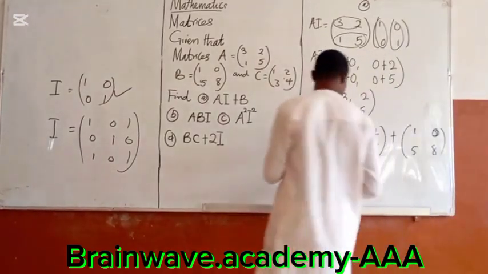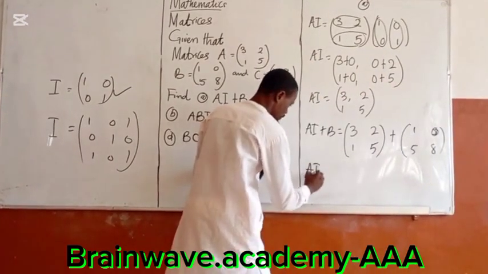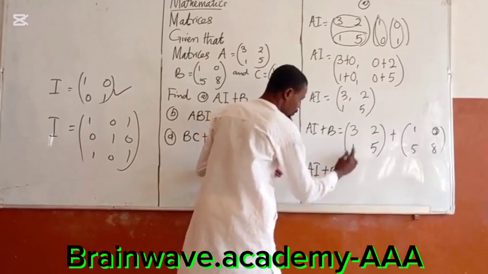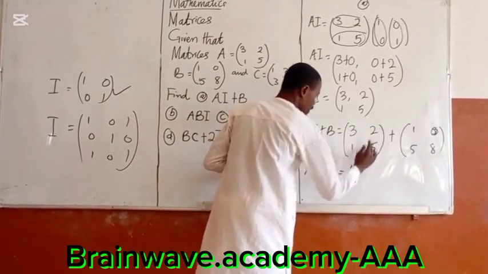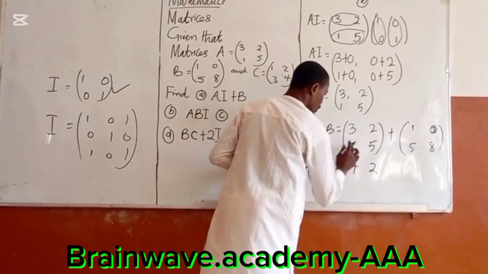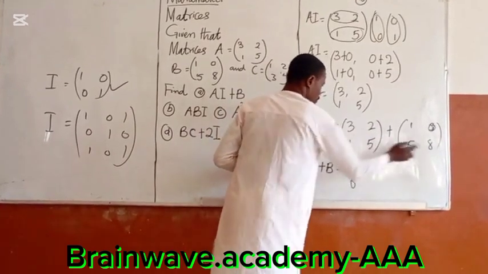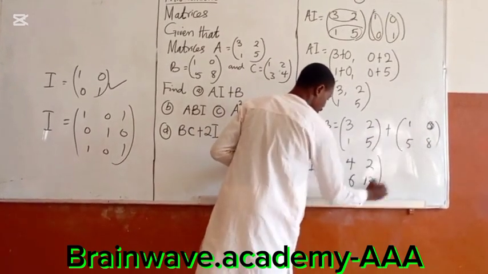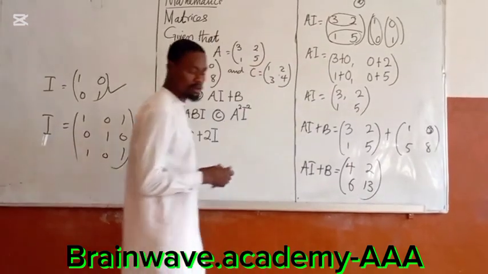Then we have AI plus B is equal to 3 plus 1 is 4, 2 plus 0 is 2, 1 plus 5 is 6, 5 plus 8 is 13. This is the answer to the first question.